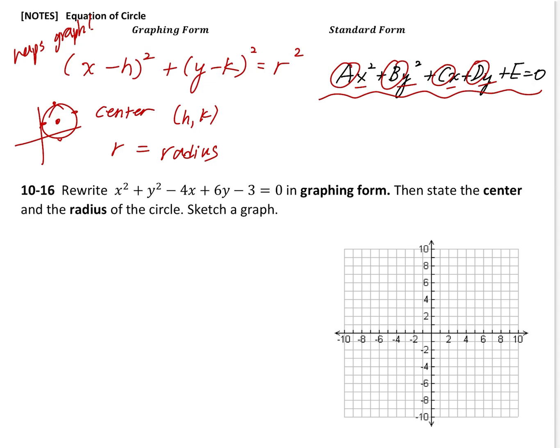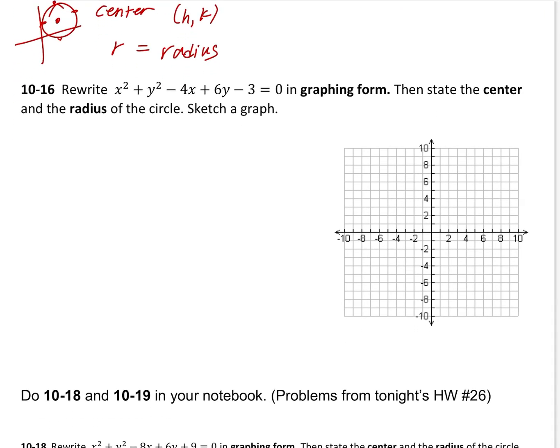The commonality that you always want to look for is that x is squared, y is squared. This one, x would be squared, y would be squared. That's always what you want to look for to tell whether this is a circle or not. So then, here's an example. Here's an equation of a circle because x is squared and y is squared. I know that this is going to be a circle.